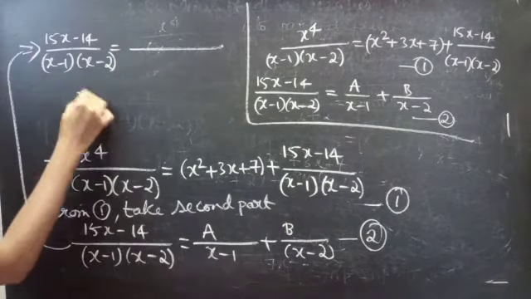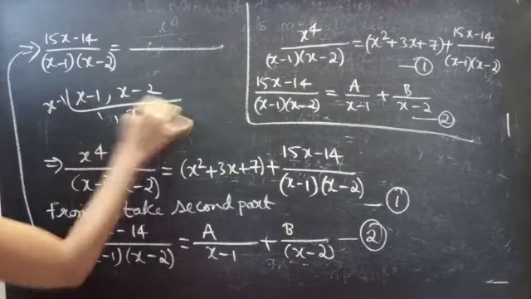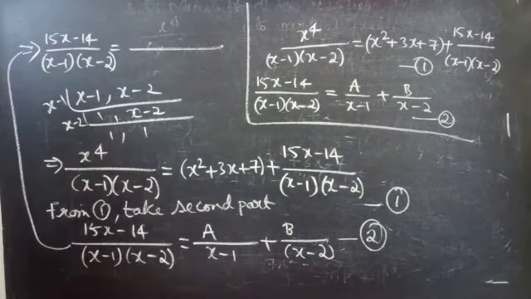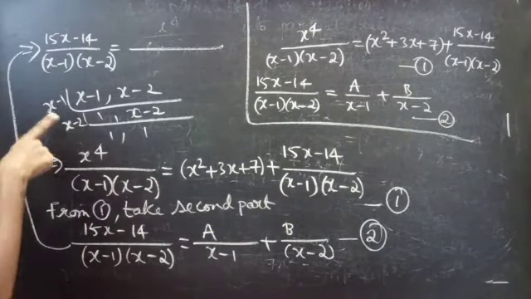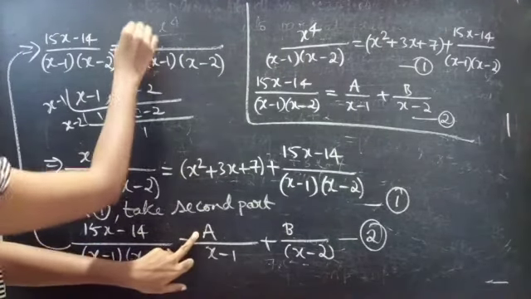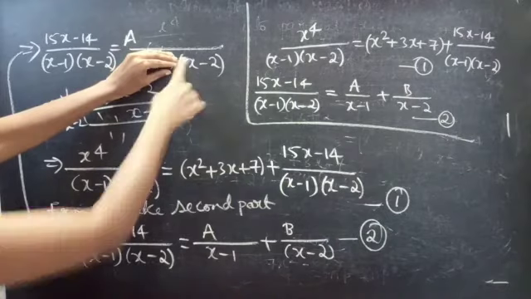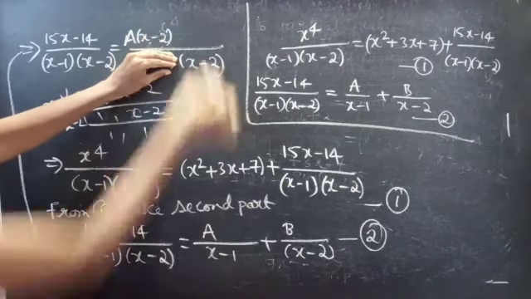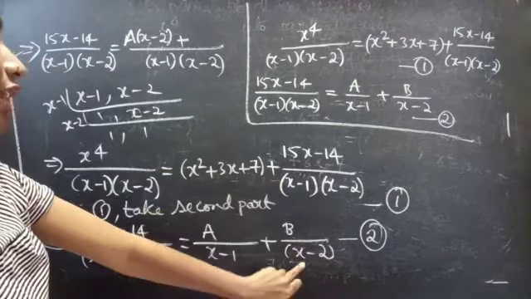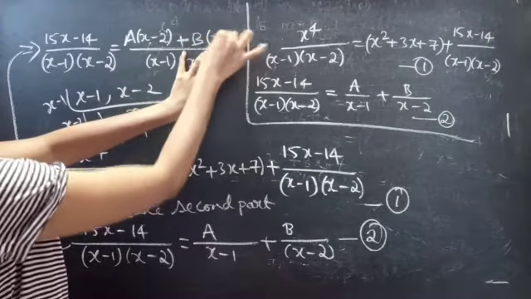the LCM of x minus 1 and x minus 2. You don't have any x minus 1 in the second denominator, so you write it as it is, x minus 2 into 1. So the LCM of x minus 1 and x minus 2 is (x minus 1) into (x minus 2). The numerator will get a into (x minus 2), since you already have x minus 1 in the denominator, plus, for the second fraction, you multiply (x minus 1) to this b.